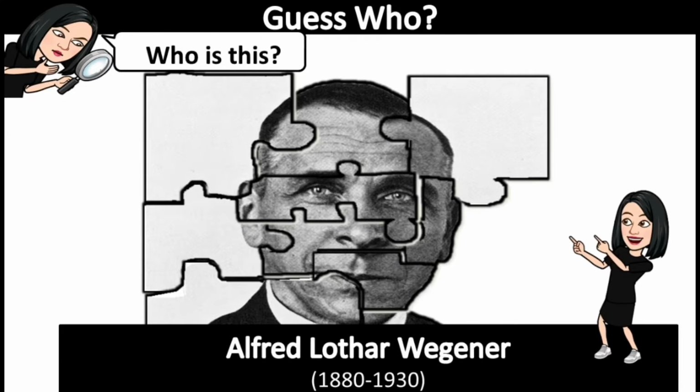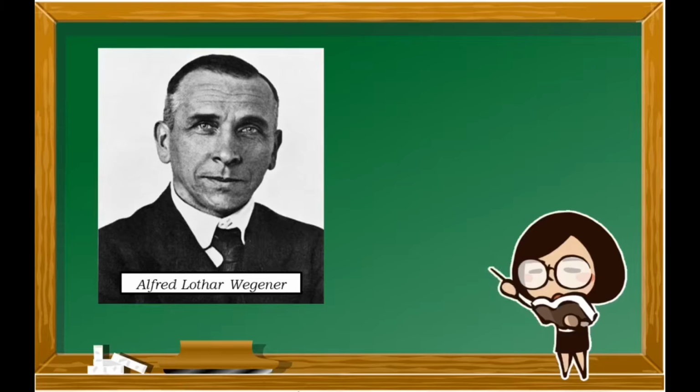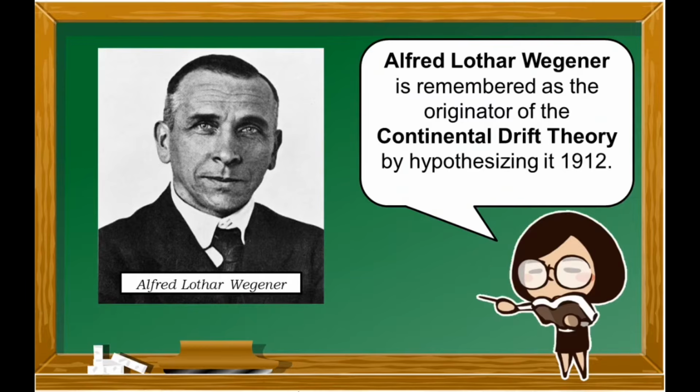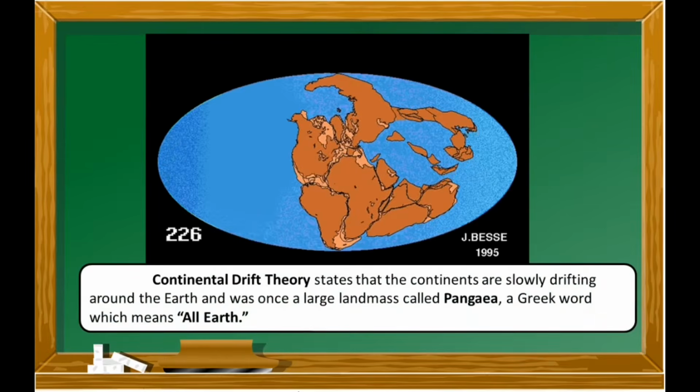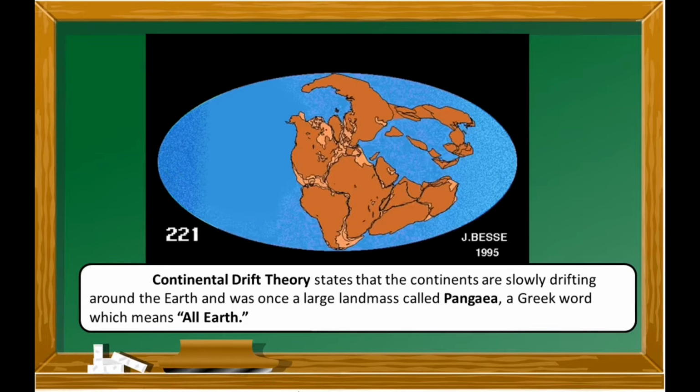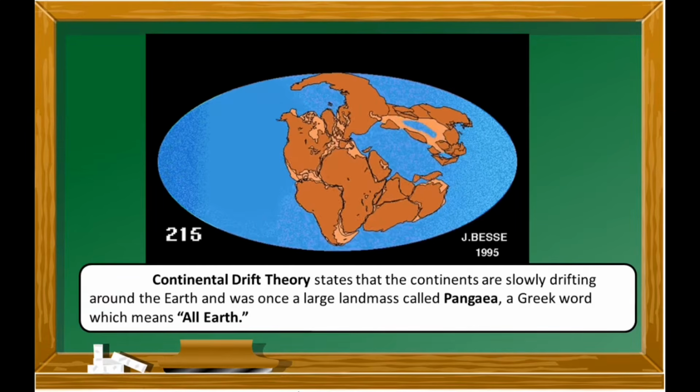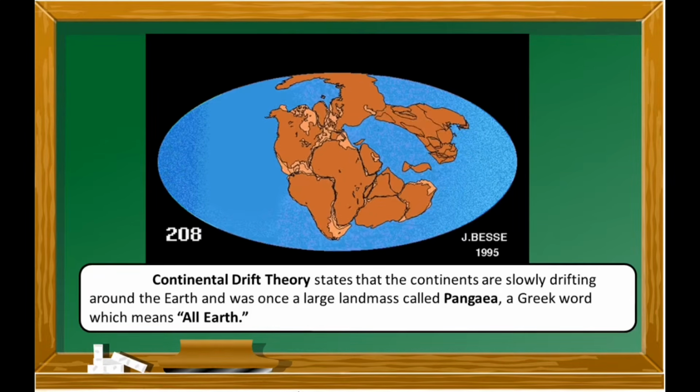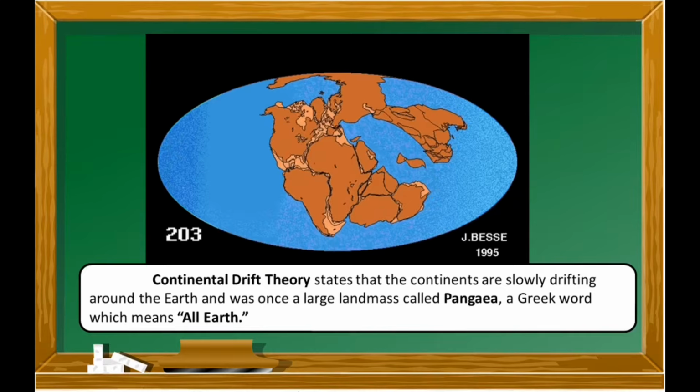It's Alfred Lothar Wegener, a German polar researcher, geophysicist, and meteorologist. Alfred Lothar Wegener is remembered as the originator of the continental drift theory by hypothesizing it in 1912. Continental drift theory states that the continents are slowly drifting around the Earth and was once a large landmass called Pangaea, a Greek word which means all Earth.